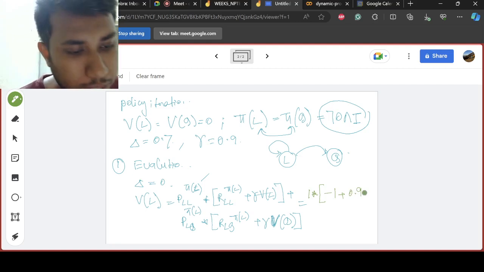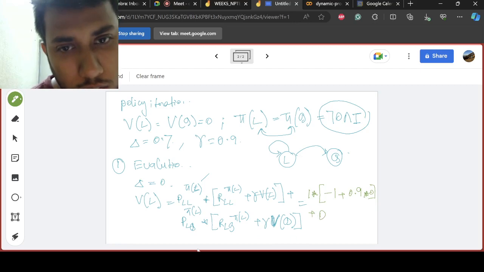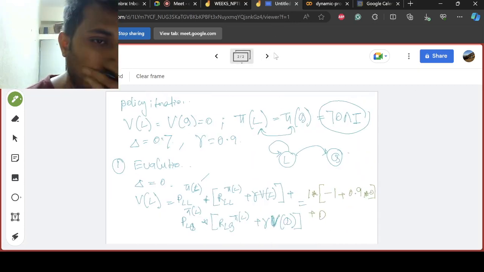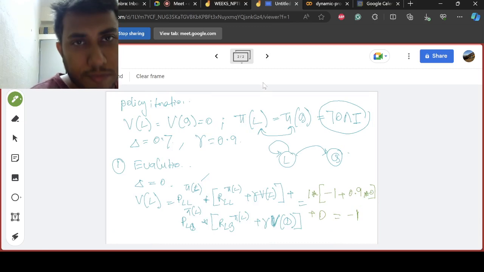What is the current value of VL? It is 0. Right? Plus L to Q. This part will be entirely 0 because L to Q given this policy is not there. So this policy exists from L to L. L to Q there is no such transition, so it will be 0. So this will be -1, right?